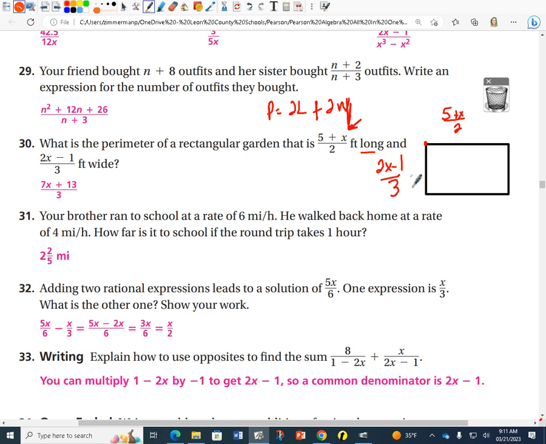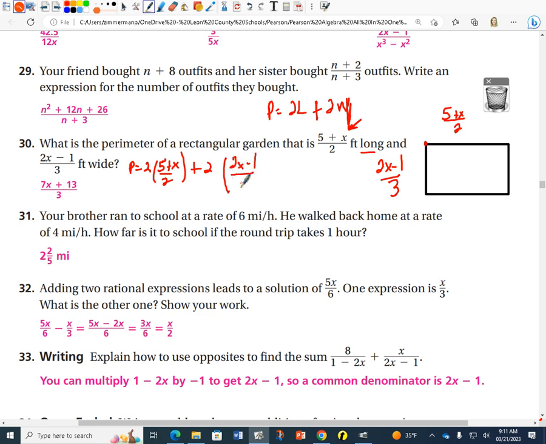So the perimeter equals 2 times the length. So the length is (5 plus x) divided by 2, plus 2 times the width. And the width is (2 times x minus 1) all over 3. So really, this is an addition problem.